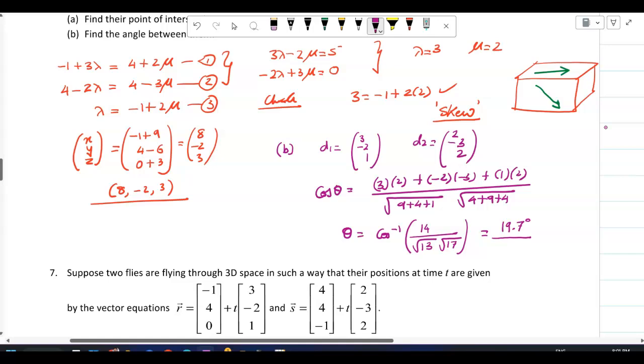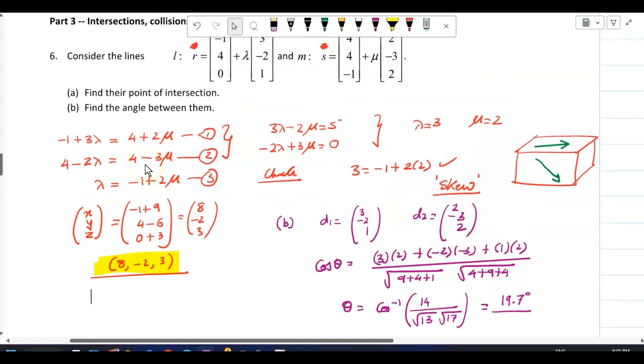So two things. For the point of intersection, you equate the two lines. And for the angle, you find the angle between the direction vectors. Got it. Okay.